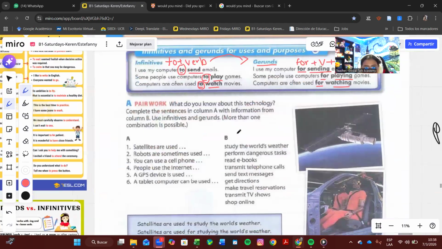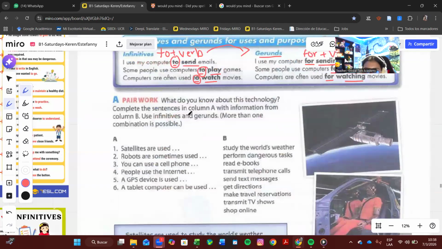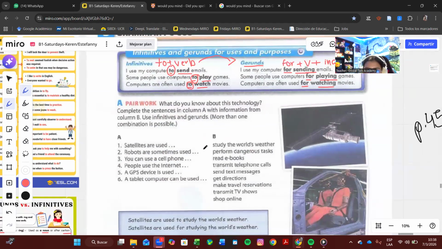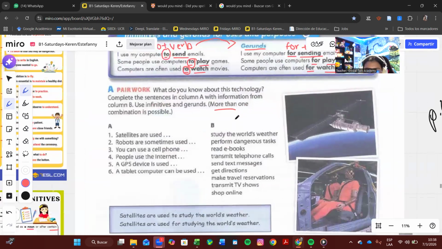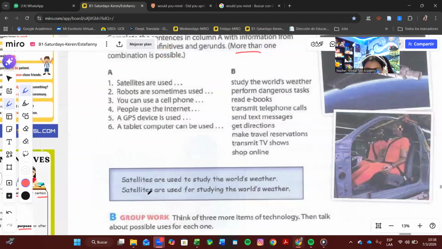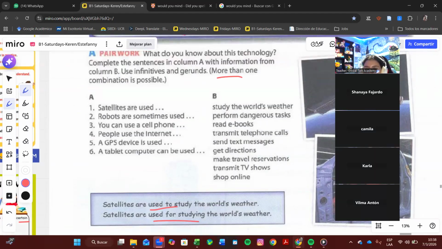So let's see. What do you know about this technology? We have to complete the sentences in column A with the information from column B. So we can do more than one combination. So, for example, here we have: satellites are used to study. Satellites are used for study. Okay. So let's try to do it.